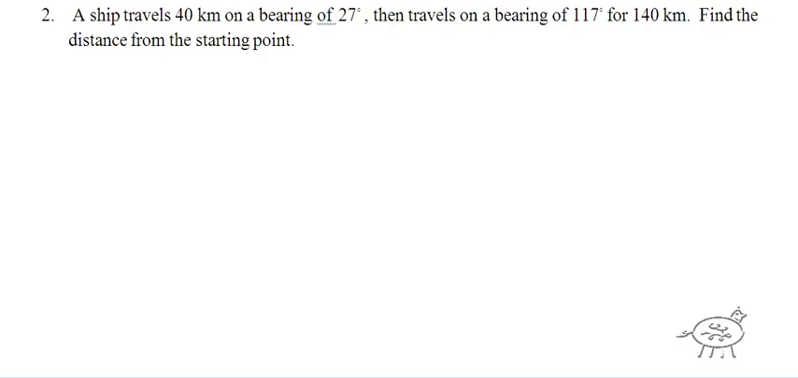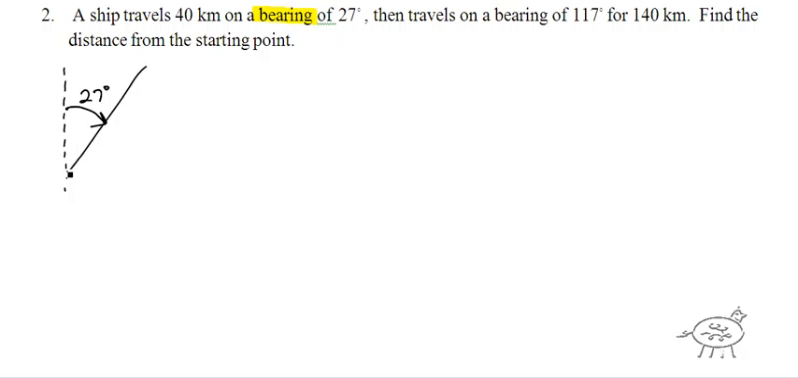Okay, a ship travels 40 kilometers on a bearing of 27 degrees. So we have nothing really to start out with, but we do actually, because we are going to draw. You see the word bearing, I'll highlight that, on a bearing of 27 degrees. So I'm going to draw my line there, and let's just make a sketch here, and that's going to be 27 degrees. Then it travels on a bearing of 117 degrees.